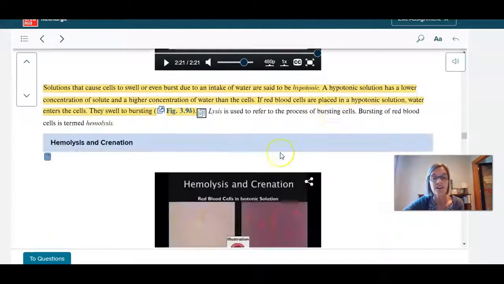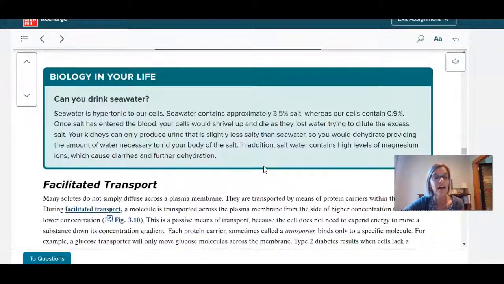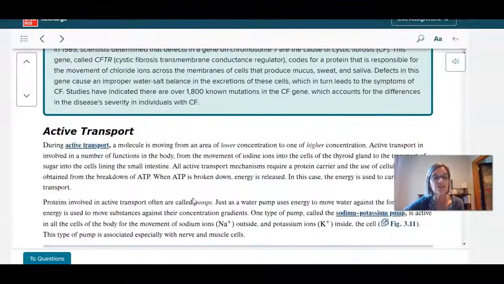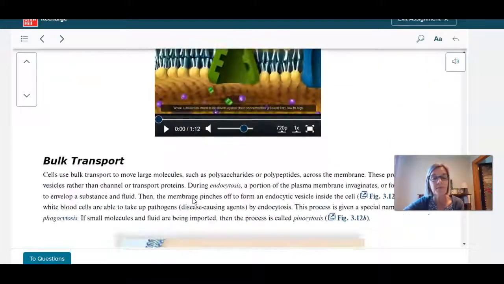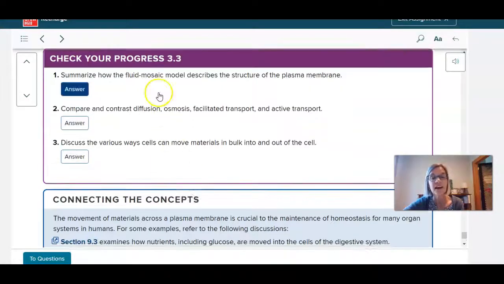So there's again another little video, some pictures, and more information on different kinds of transport, which we are not going to do. But there's some questions at the end that you can look at. Mostly there's just this first one. And make sure you go to lab and look that over too. Good luck.